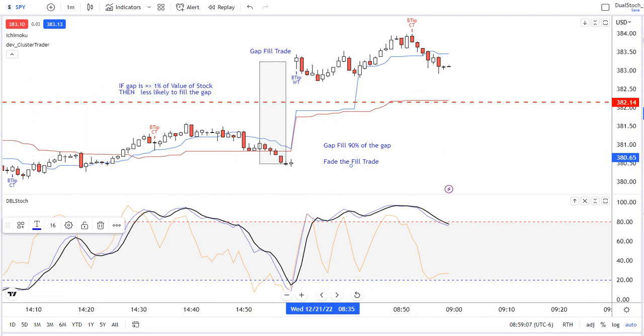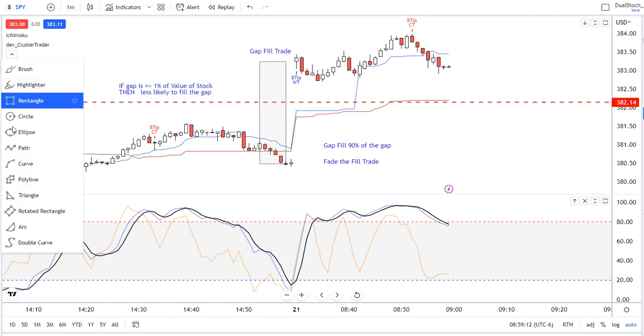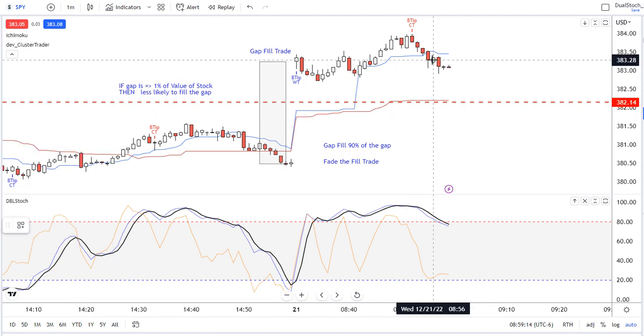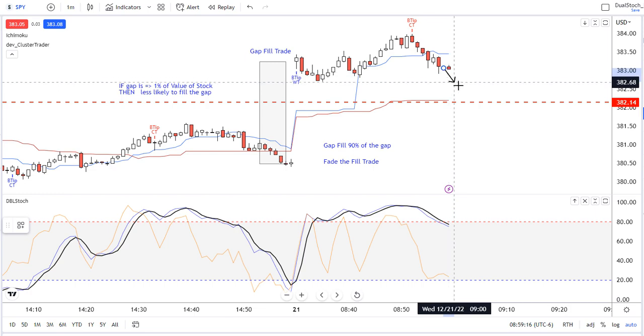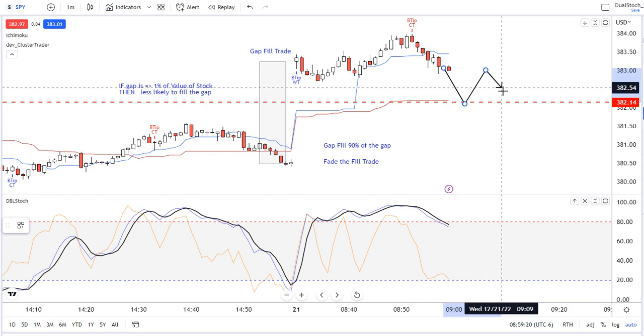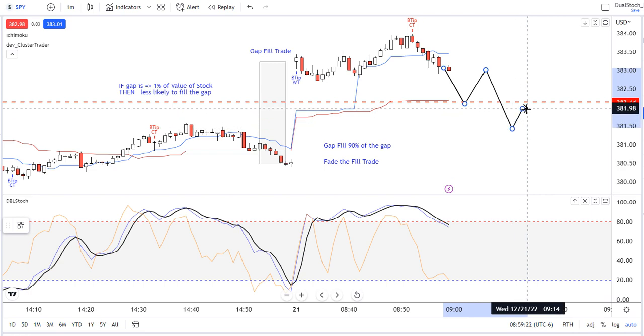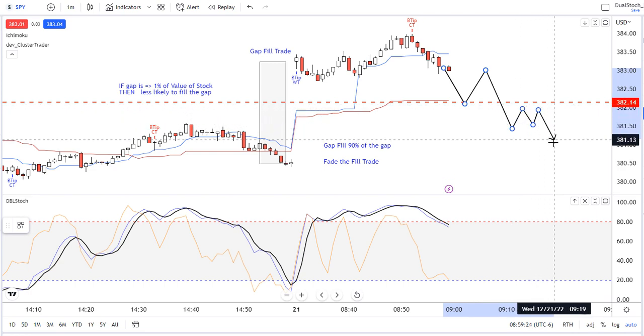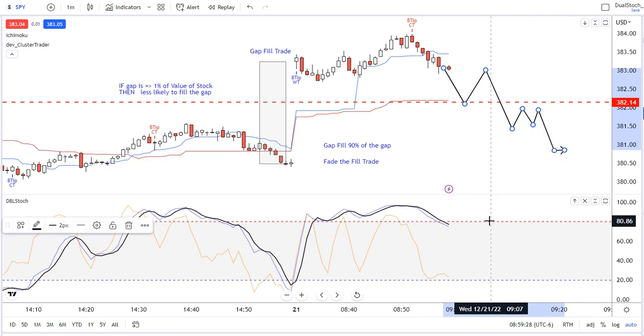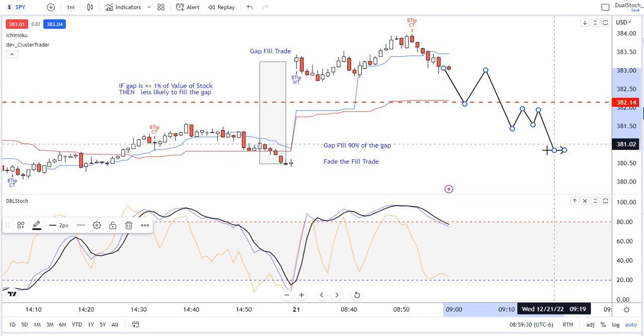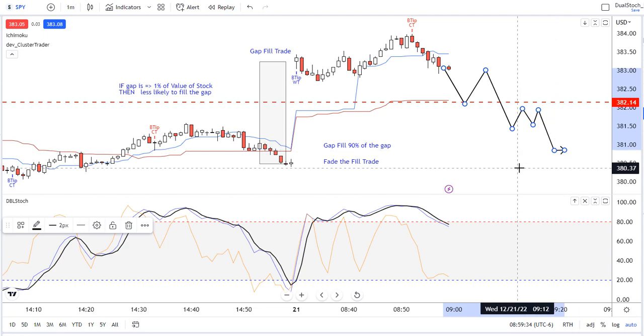So if price is coming down, let's say we come down here and we continue to sell off. We hit the prior day's high, bounce back up, make a lower low, come down, and right in this area is where our 90% gap is filled. At this point, we would start to look for a buy signal. And then we'd look for a continuation move.